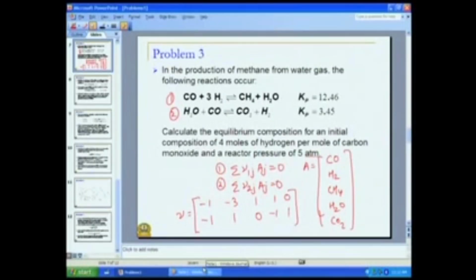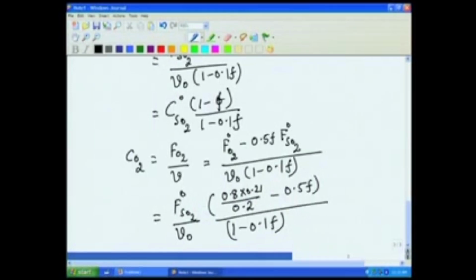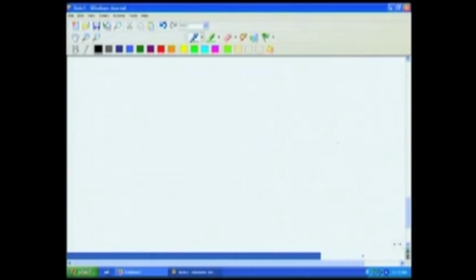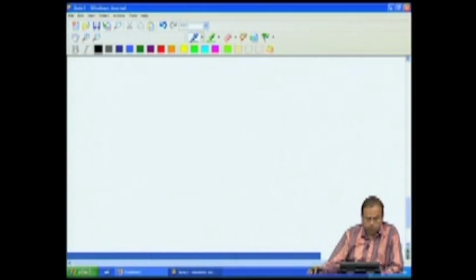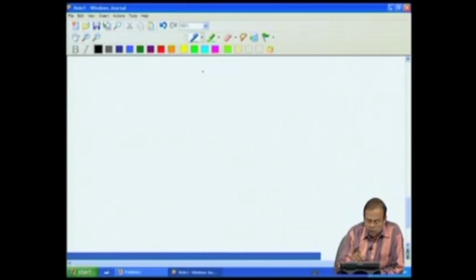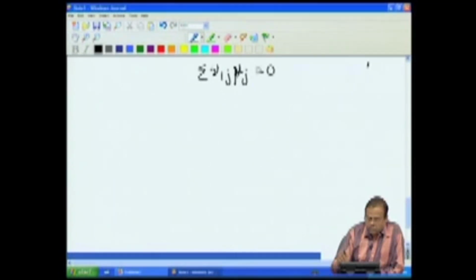Okay. So, let us try to find out the equilibrium composition. So, what is it that we are going to use? We are going to use the conditions summation nu 1j mu j, chemical potential, equal to 0 for the first reaction, same thing for the second reaction. There are 6 species. So, chemical potentials of those 6 species.